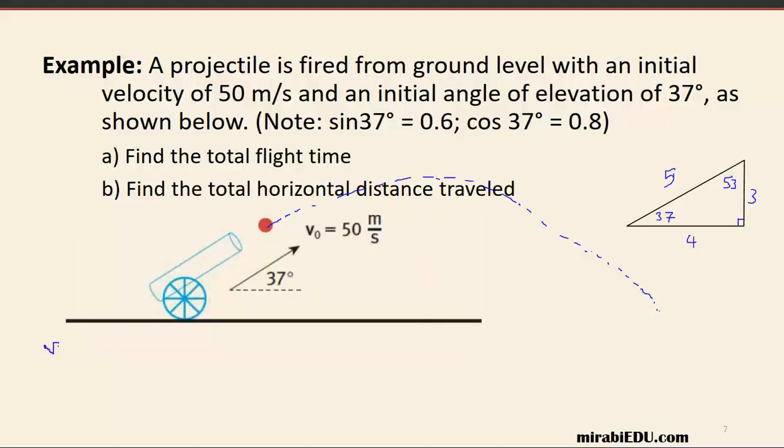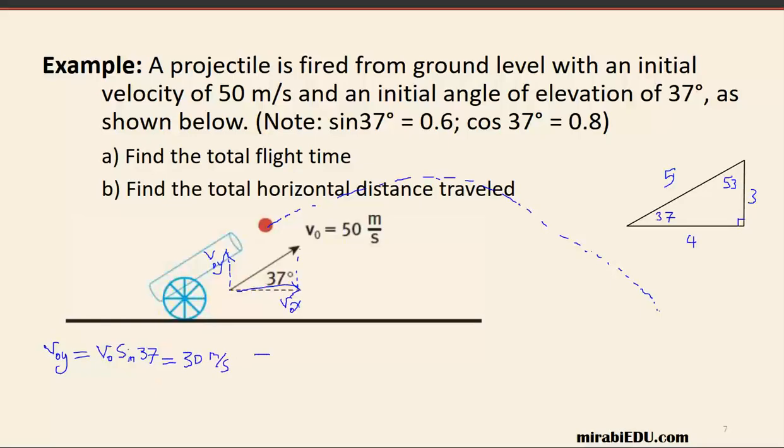So we can say V0y is V0 sine of 37. This is the V0 vector. Can we decompose it to the y and x directions? Yes. So this is V0x, and this is V0y. V0y will be V times sine of 37, which will be 30.